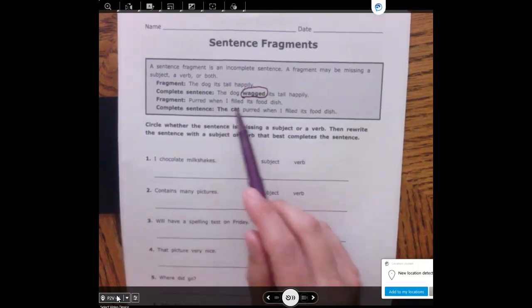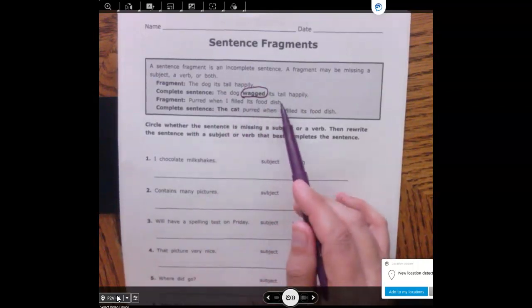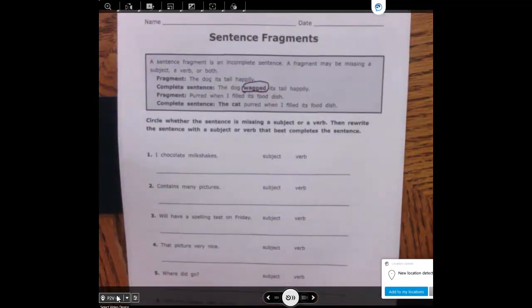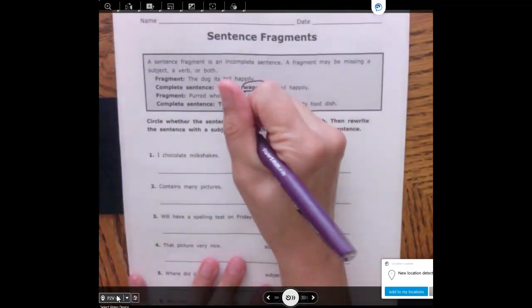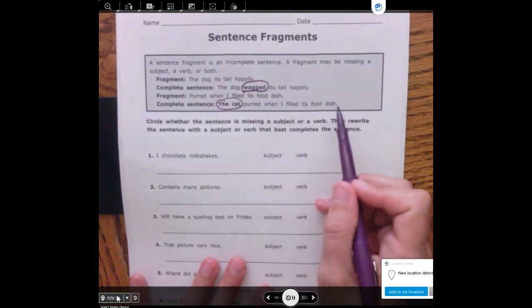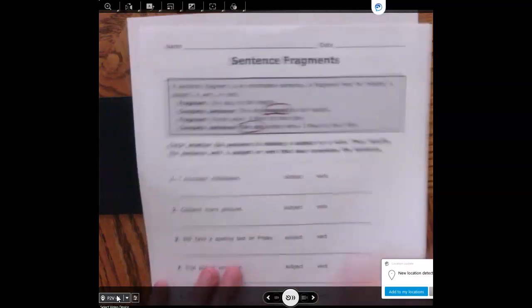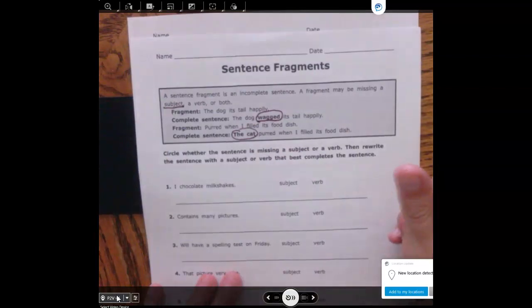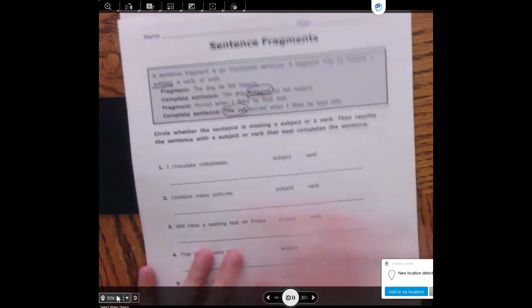Purred when I filled its food dish. What? Oh, that's missing the subject. Who is purring, right? The cat. The cat purred when I filled its food dish. So you're looking to make sure that it has the subject, who, and a verb, what did that person or thing do? Okay, so let's look at the first example right here.